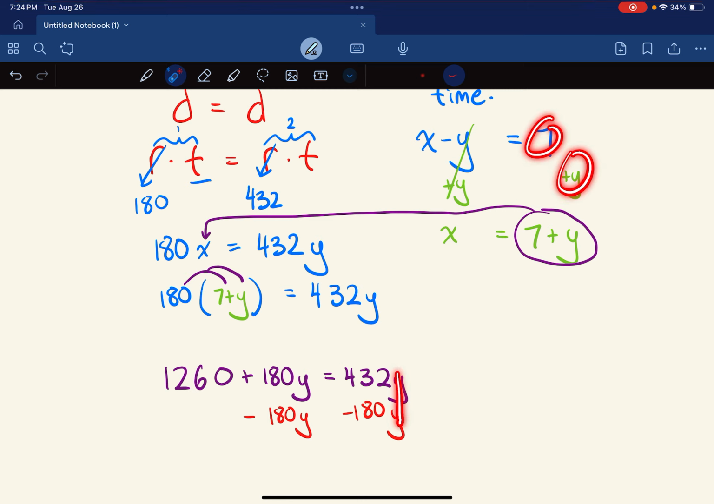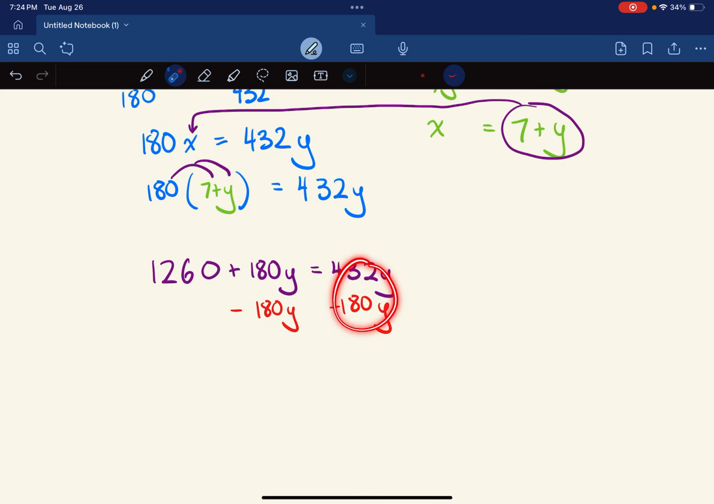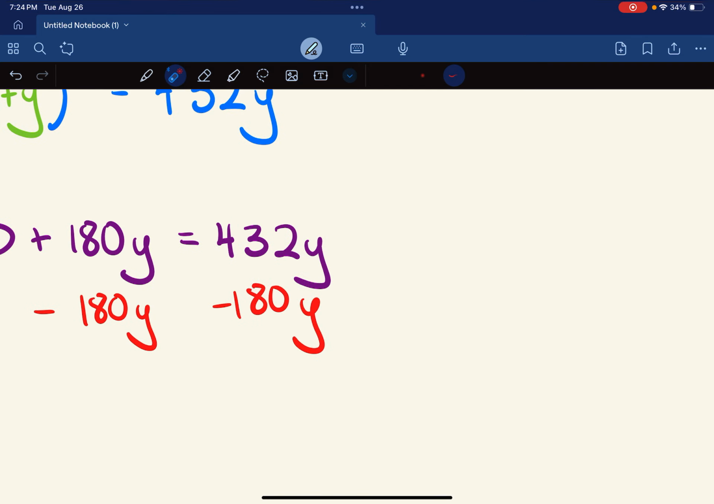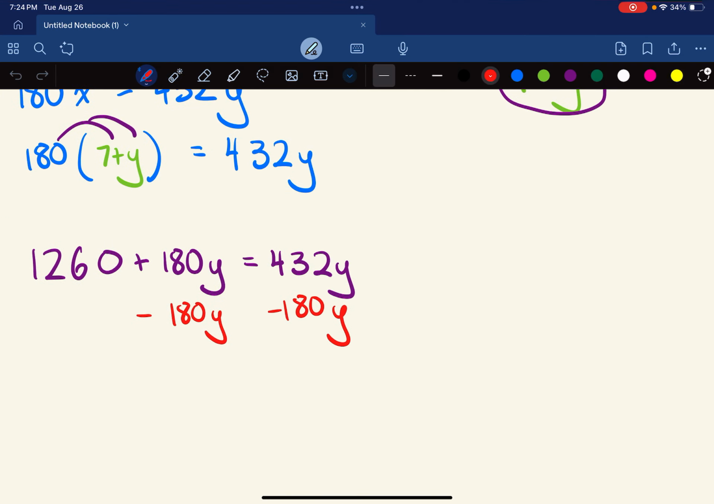The 7 and the y were not like terms, that's why they were not lined up underneath each other. These two are a little bit difficult to subtract, and I don't want to borrow because it's hard. It's too much work. Here's a quicker trick. If you add 20 to 180, it becomes a nice number, 200.